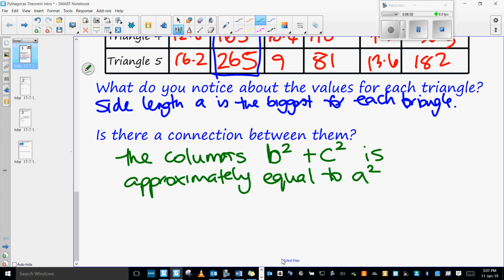Okay, so the columns b squared plus c squared, I should say, are approximately, sorry, not is, are approximately equal to a squared. You written that down? Right, so those final two columns, when they add together, actually are approximately equal to the a squared column. Now, hopefully you found that in your individual diagrams as well.